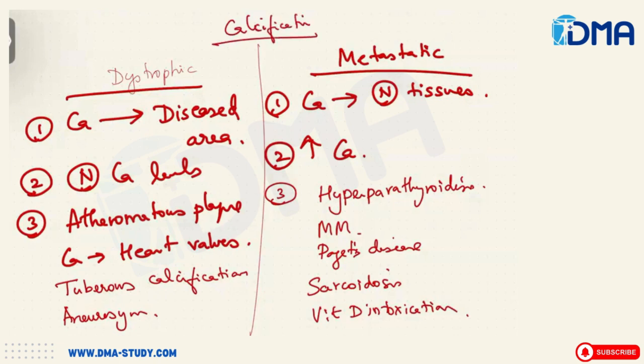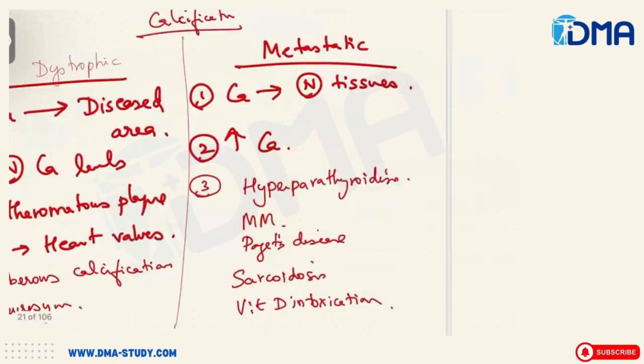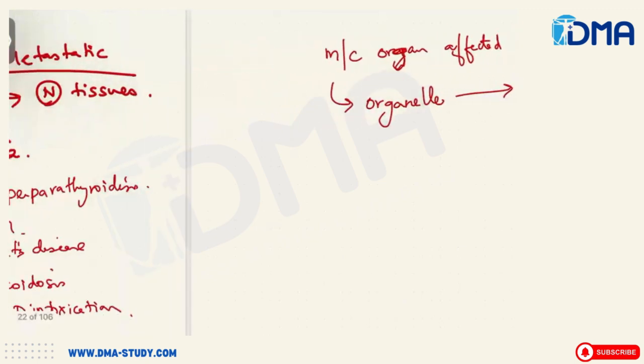If you ask me, the other MCQ that can be asked here: what is the most common organ affected in calcification? It is the lungs. Which is the most common organelle affected in calcification? It is the mitochondria. Okay, so this is regarding the basics.